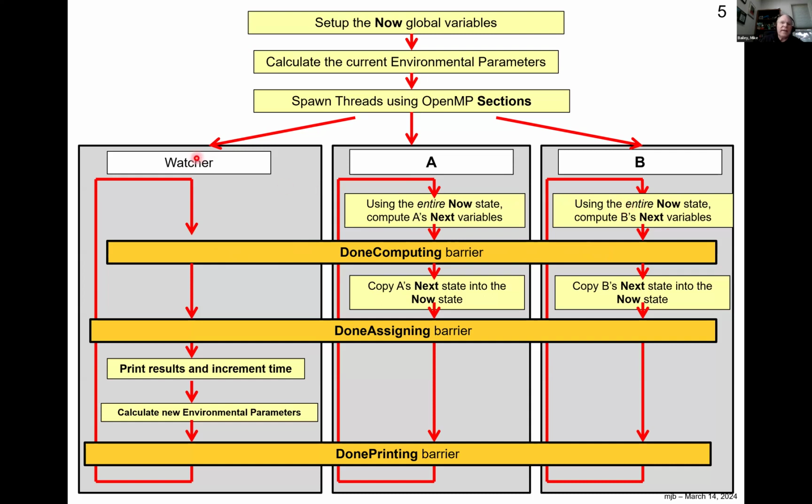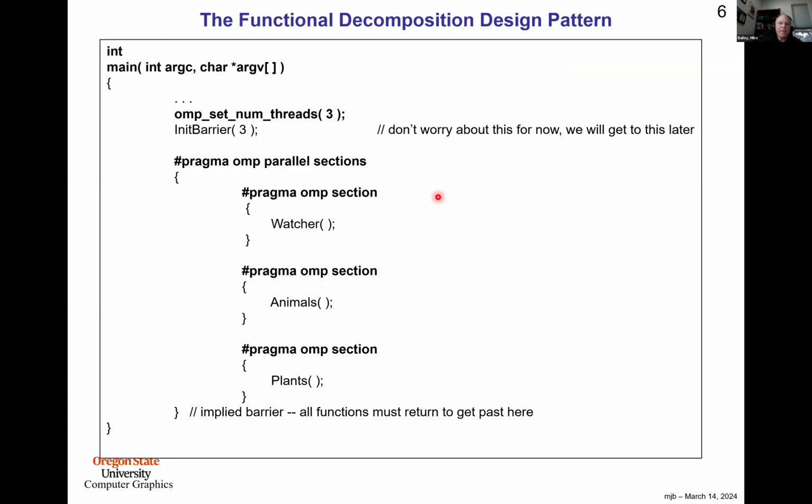Okay. And in a simulation like this, you also have a thread, I call it the watcher thread. And it doesn't have to do much with the simulation, like nothing, but its job is to do things like print out the results, increment the time, calculate new environmental variables. What season is it? Is it hot? Is it cold? Is there rain? Is it dry? And then everyone goes back up to the top, something like this. Okay. So here we go. We're setting up the number of threads, and we've got 3 sections: animals, plants, and the watcher thread.